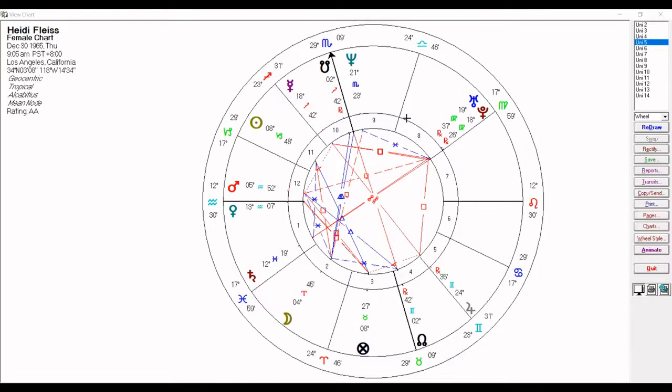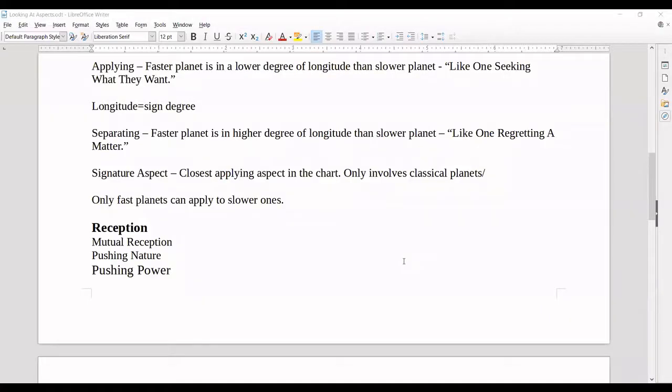Okay, we need to kind of get this, because here's the thing. Even though separating aspects still make a difference in natal charts, it's important to know where the applying aspect is, because that's going to be the more acute experience. You're going to experience it in a more acute fashion than the ones that are separating. And that's the point I'm trying to make here. Okay, so let's move away for a second from that.